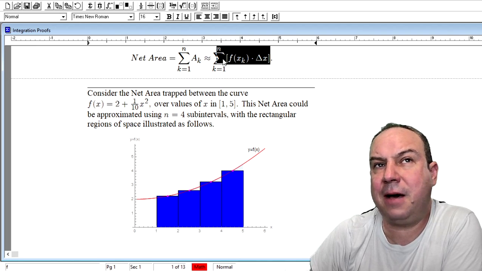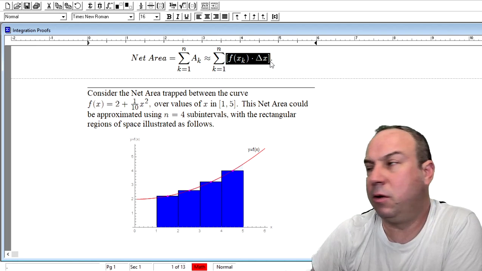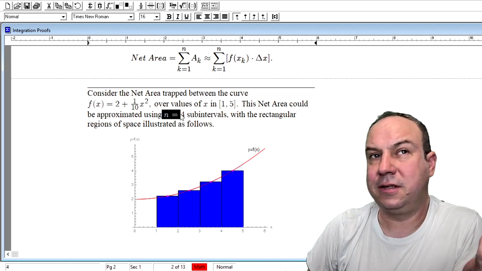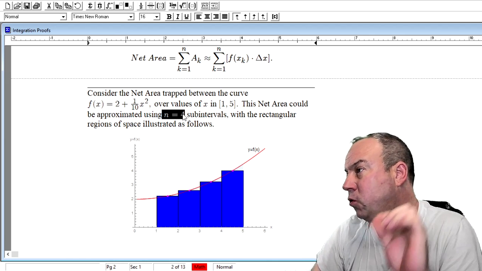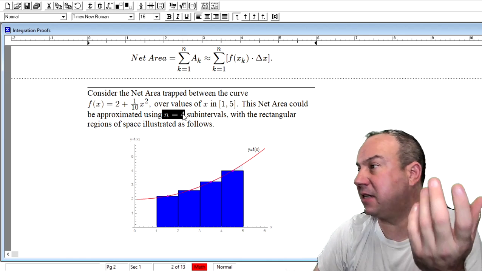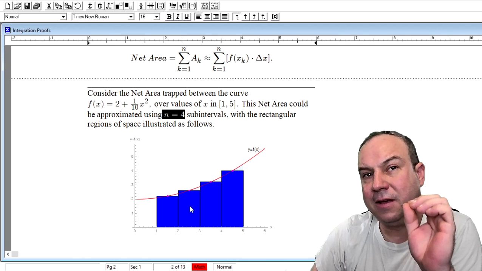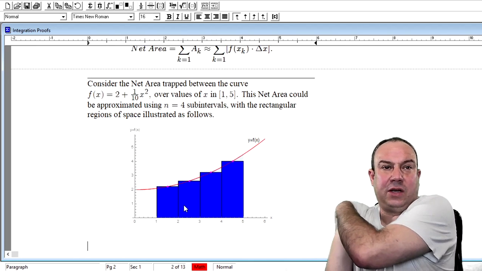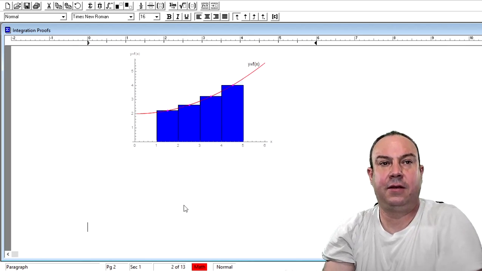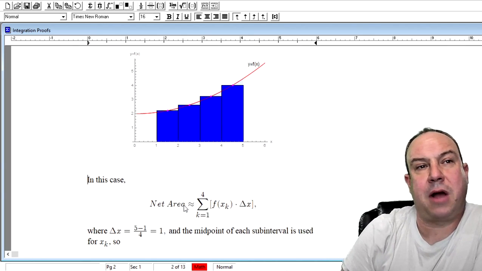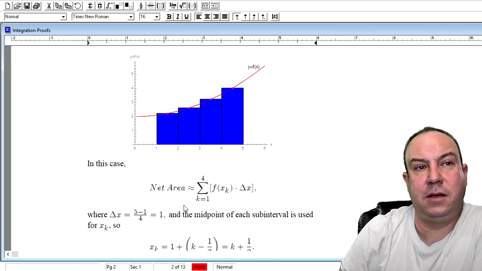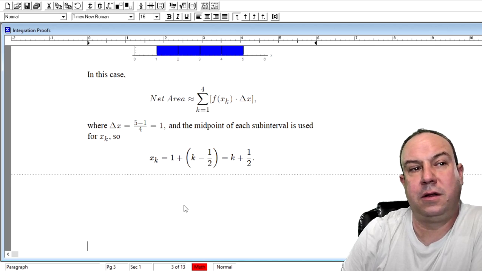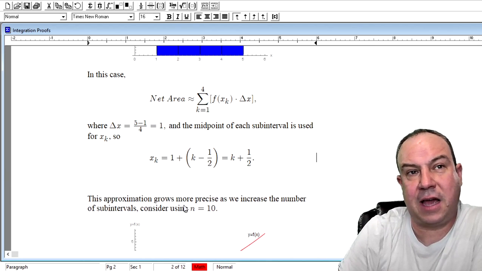And if we add up all of the heights times the base measurements for each of these n equal to 4 rectangles, right, we are going to obtain an approximate of that net area that we would see in this illustration. All right, and we take note, we could make this approximation more exact if we consider more subregions.